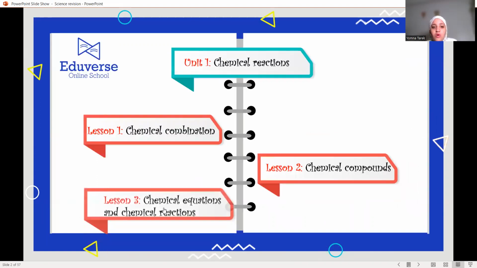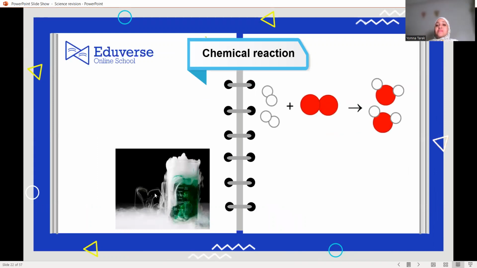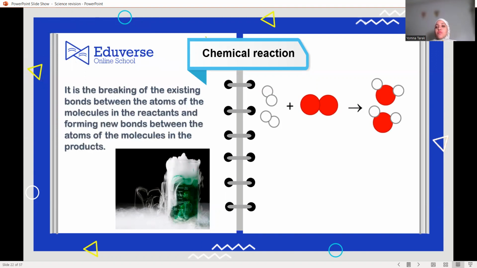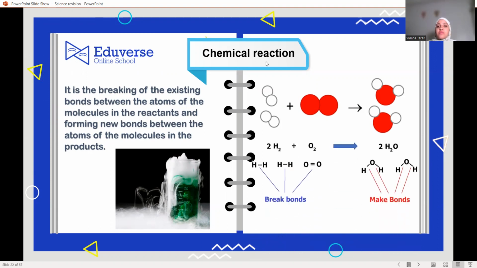Okay. So, chemical equations and chemical reactions. What is a chemical reaction? A chemical reaction happens when you break down the bonds between the reactants to form new bonds with the products. So it's the breaking of the bonds between the atoms of the reactants to form new bonds with the products. For example, when you break these apart, every one of them reacts to form a water molecule. So this is simply a chemical reaction.